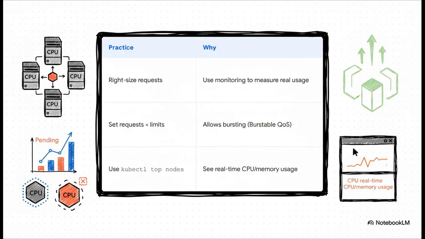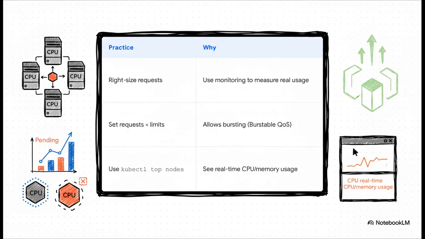A fantastic practice is to set your CPU requests lower than your CPU limit. This gives your pod what's called a burstable quality of service. It means it's guaranteed its request, but it can burst up and use more CPU, all the way to the limit if it's available. And finally, get familiar with the command kubectl top nodes. It gives you a live, real-time look at how much CPU and memory your nodes are using.